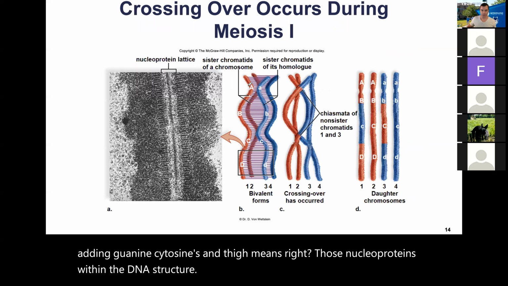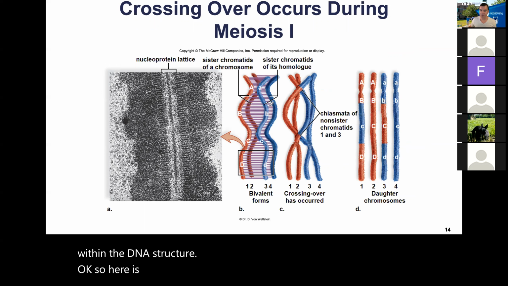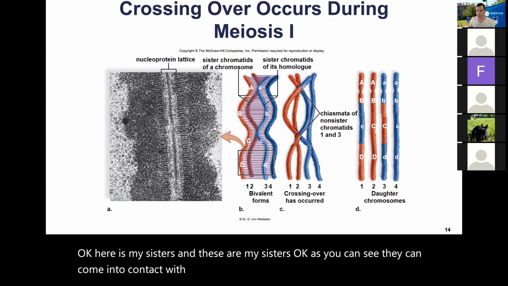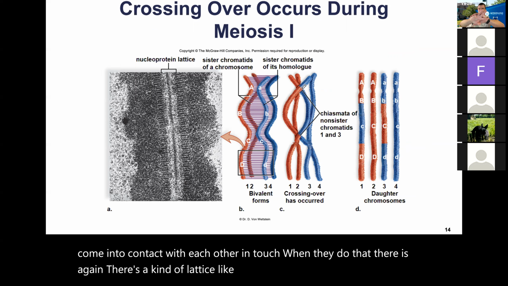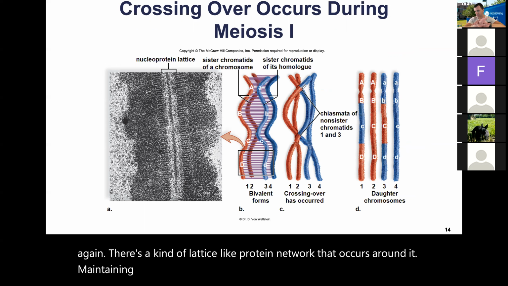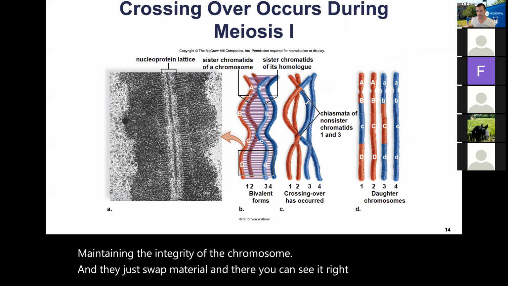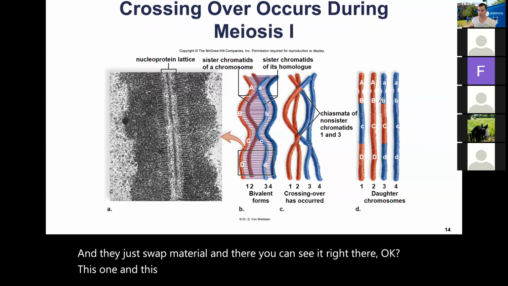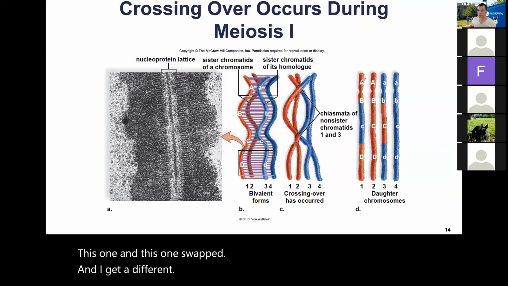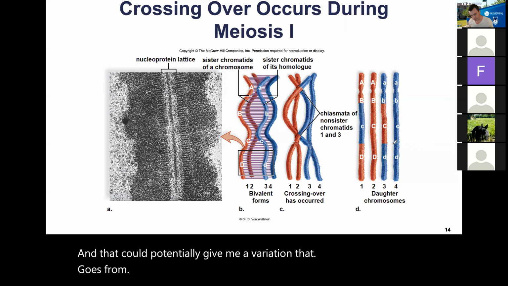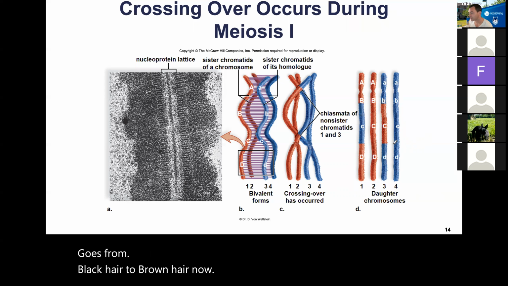Okay, so here are my sisters, and these are my sisters. As you can see, they can come into contact with each other and touch. When they do that, there's a kind of lattice-like protein network that occurs around it, maintaining the integrity of the chromosome, and they just swap material. And there you can see it right there. This one and this one swapped, and I get a different sequence of amino acids now. And that could potentially give me a variation that goes from black hair to brown hair now, or to blonde.